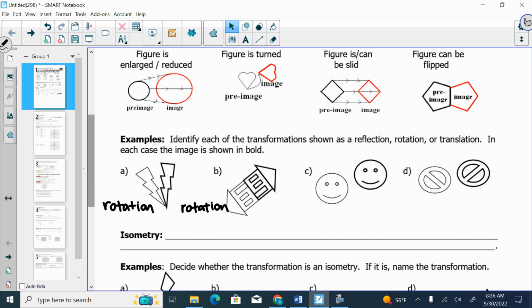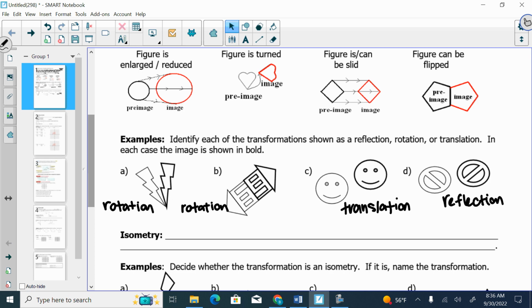All right, what about C? What did we say C was? Translation, right? It just slid it up. Good. And what about figure D? That one is reflection, right? If I folded it in half right there, it would all match up. Very good.